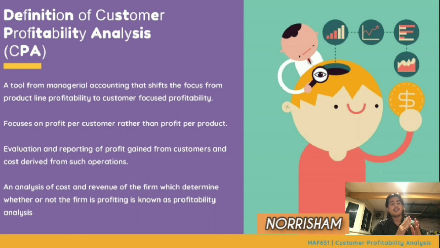This is an analysis of cost and revenue and also evaluation and reporting of profit gain from customers and cost derived from such operation. This involves every touch point a customer has with your company, including customer service contacts, returns, customer fulfillment costs, and many others. All these are taken into account when we are analyzing the customer profitability.